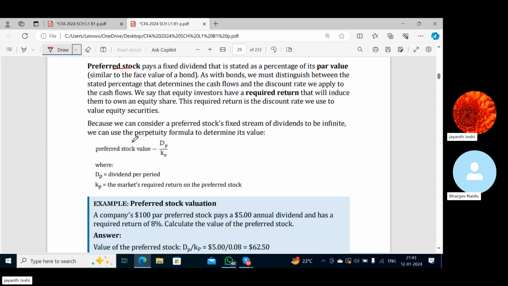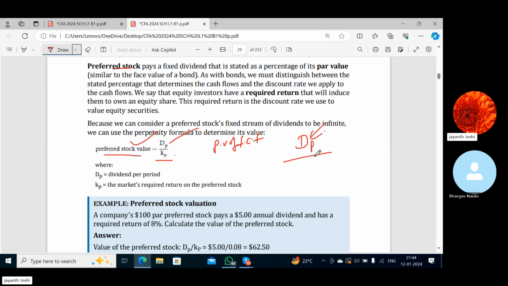Now this is the preferred stock. If you want to find out the preferred stock value, this is the formula: dividends from the preferred stock divided by the cost of capital or cost of preferred stock. I already explained, if you want to find out the stock value or bond value, the formula is the present value of future cash flows. Is it right? So if you want to find out the preferred stock value, your future cash flows are dividend payments. Am I right?